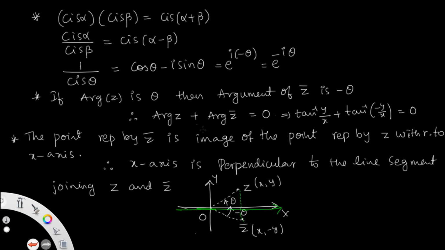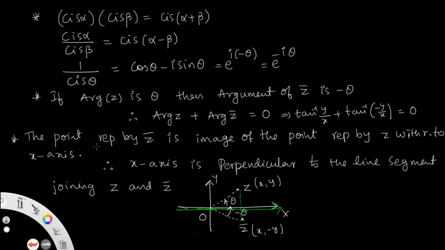Therefore, argument of z plus argument of z bar becomes 0. Why? Because the argument of z is tan inverse y by x, the argument of z bar is tan inverse of minus y by x, but tan inverse of minus y by x is minus tan inverse y by x, so it becomes 0. Or else, here theta and this is minus theta, so it becomes 0. That is, the argument of z plus argument of z bar is always 0.